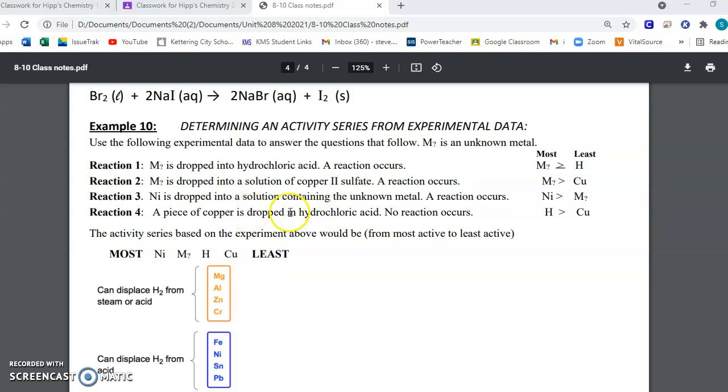If a reaction doesn't occur, no reaction occurs. Well, if a reaction doesn't occur, we know the hydrogen ion is more active than copper. So we've now broken the tie. The most active was nickel. Second most active was the metal. Hydrogen, we learned in that fourth reaction, is more active than copper. So we've established our own activity series.